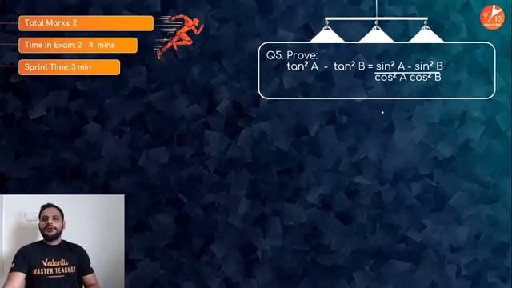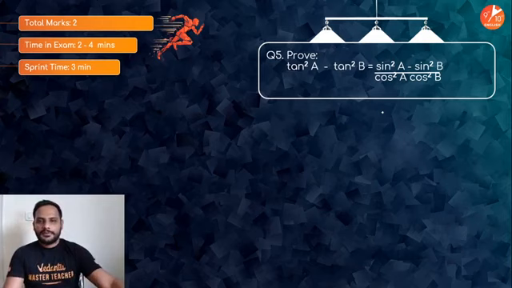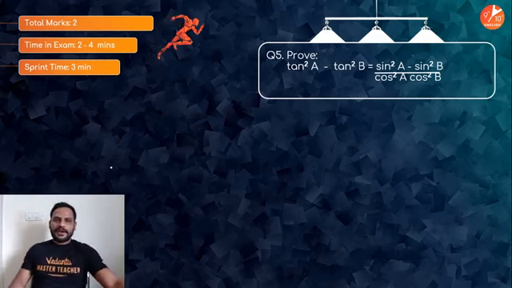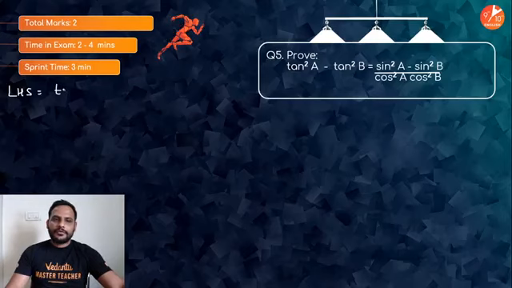All right, let's go for the next question. The next question is, prove that tan square A minus tan square B is equal to sin square A minus sin square B upon cos square A cos square B. So what I did over here, as you all know, I will start with LHS. My LHS has tan square A minus tan square B.